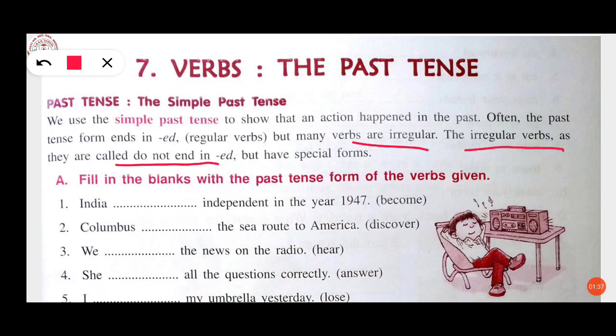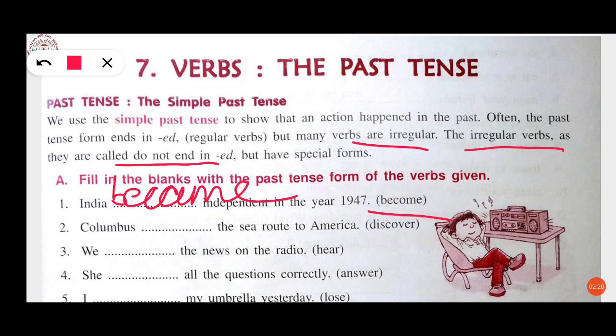So first, A question is, fill in the blanks with the past tense form of the verbs given. It means you can see in the bracket the word is given, and India dash independent in the year 1947 and become is given. We have to change that become into past tense. So India became independent in the year 1947. That become will be became.